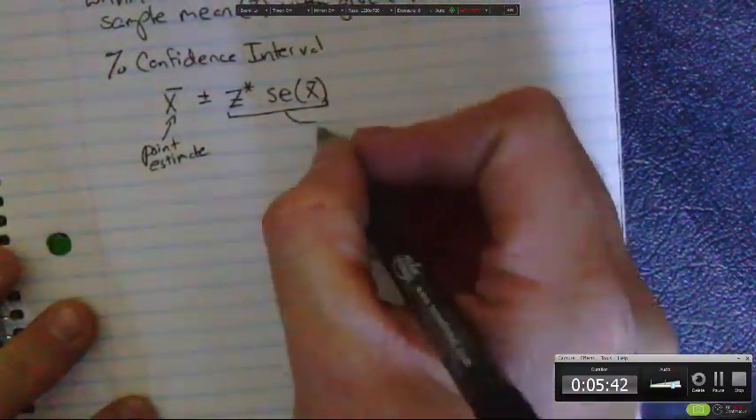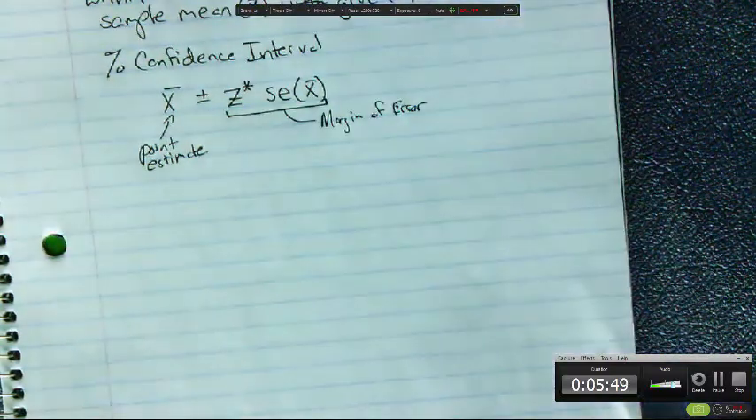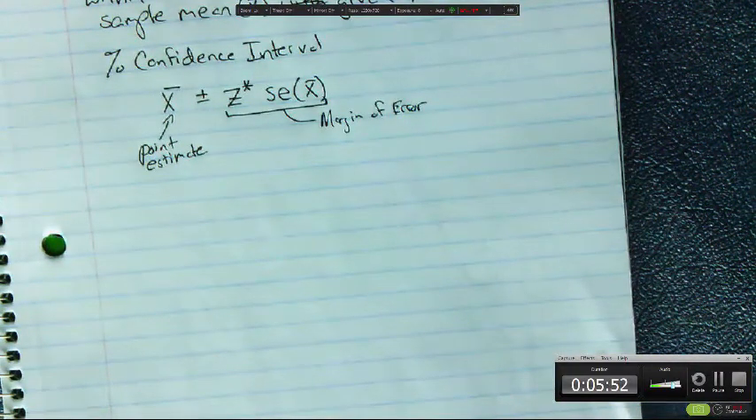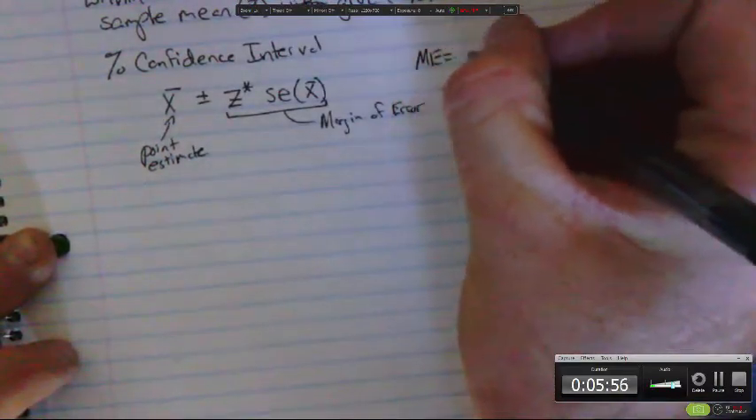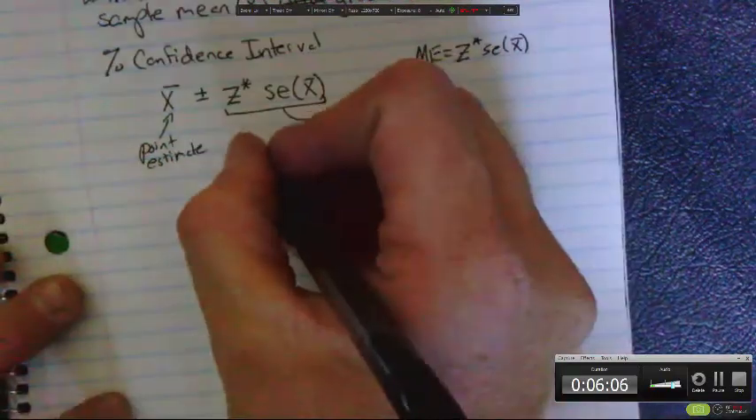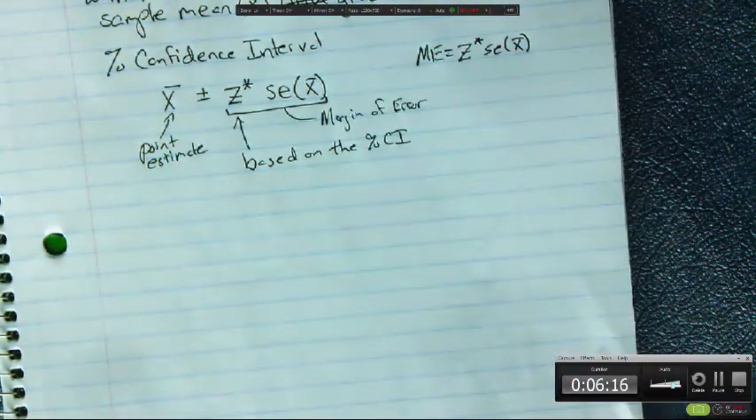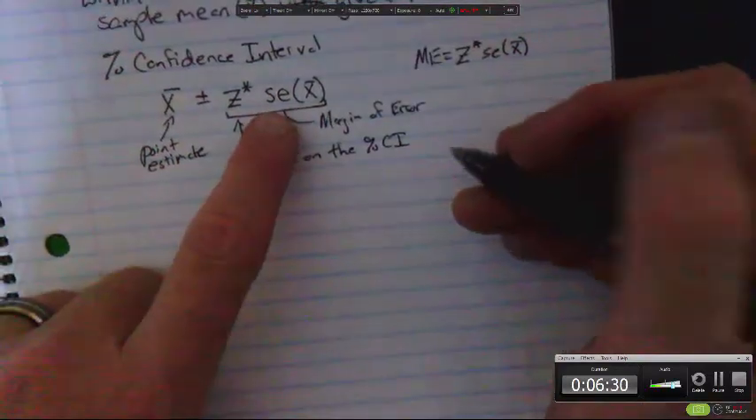This whole thing here is the margin of error. Remember, margin of error is equal to z critical times the standard error of P hat. So the margin of error formula for quantitative data is z critical times the standard error of X bar. It's the exact same formula. It just depends on the data type that you're working with. Z critical is based on the percent confidence interval. If we're looking for a 90% confidence interval, that's going to have a different z-score than a 95% confidence interval. And then the standard error of X bar.